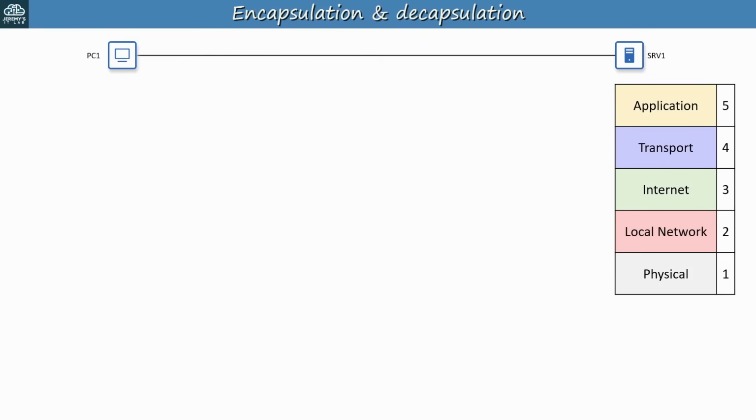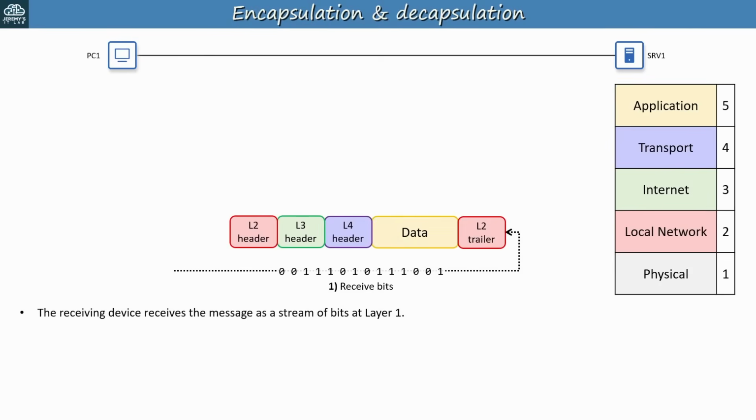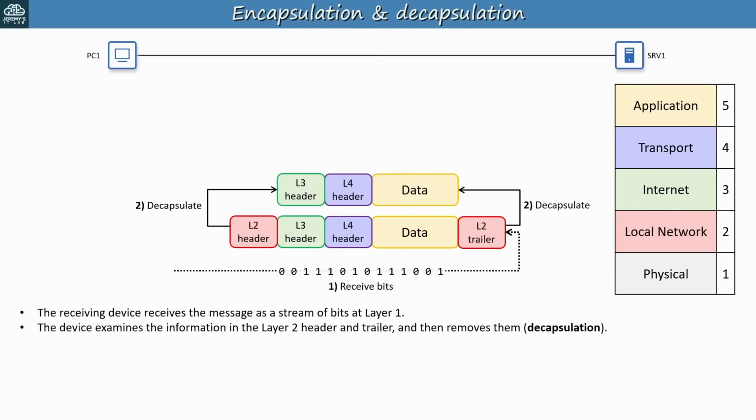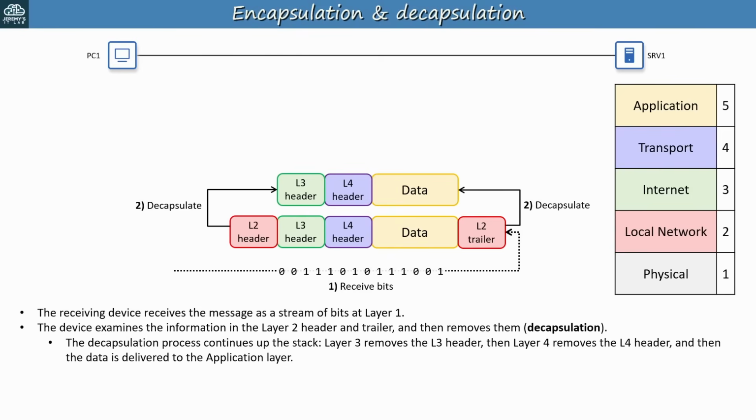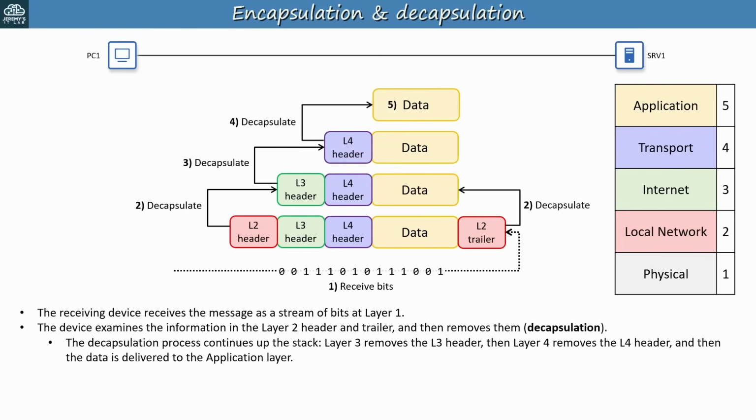Now let's look at decapsulation. The receiving device receives the message as a stream of bits at Layer 1. Layer 1 simply passes those bits up to the next layer. Now it's up to the other layers to interpret those bits. The device examines the information in the Layer 2 header and trailer, and then removes them. This is called decapsulation, or sometimes de-encapsulation. The decapsulation process continues up the stack. So, Layer 3 examines and removes the Layer 3 header. Then, Layer 4 examines and removes the Layer 4 header, and the data is delivered to the application layer.